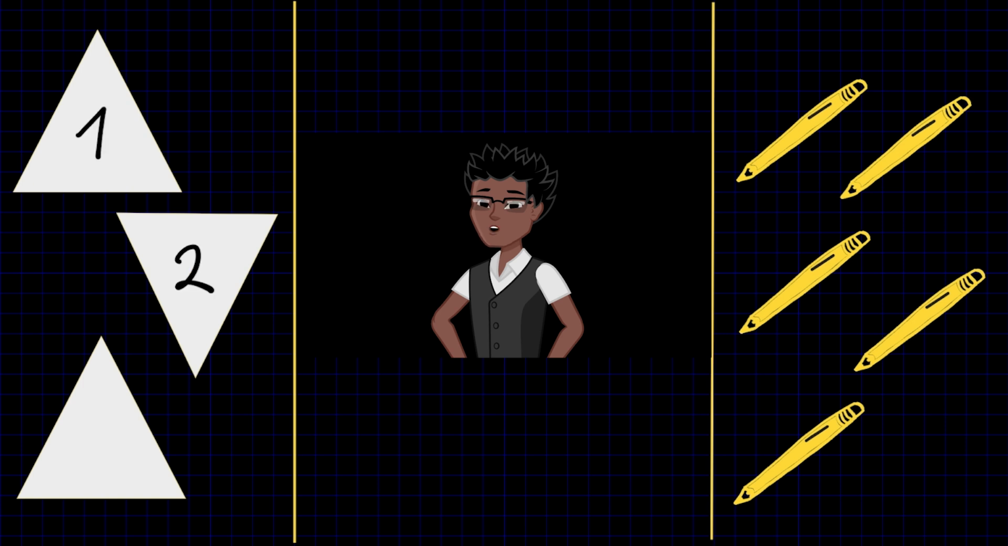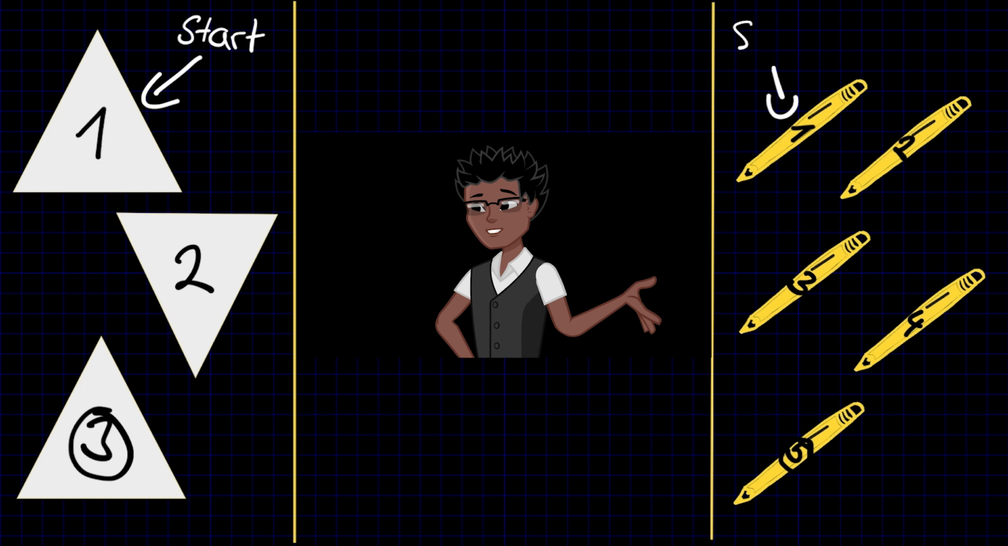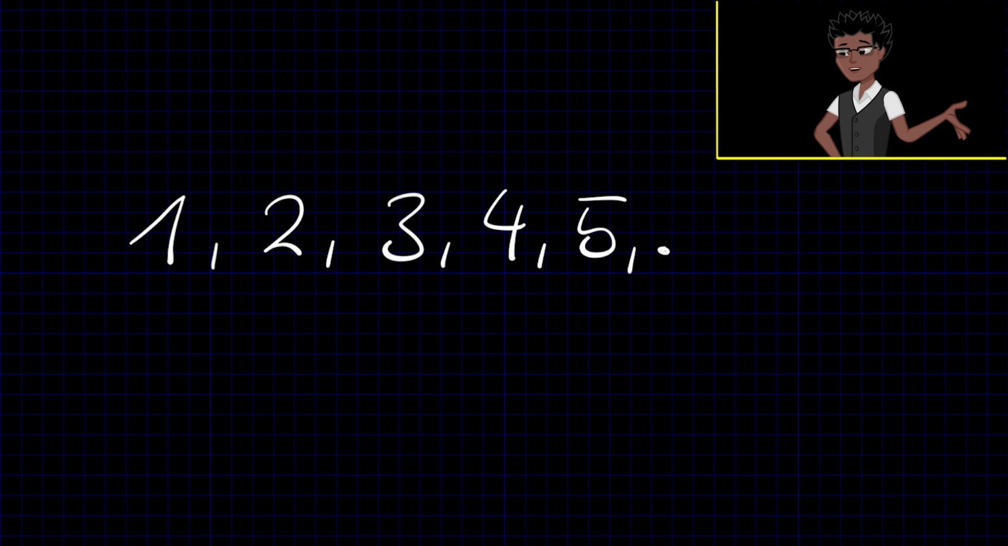Let's think for a moment. What exactly did you do to determine the number? That's right, you counted. Natural numbers are the numbers we use for counting. They usually start at the number 1 or 0, depending on how you define it, and go on indefinitely. If we start at 1, we count 1, 2, 3, 4, 5, and so on.